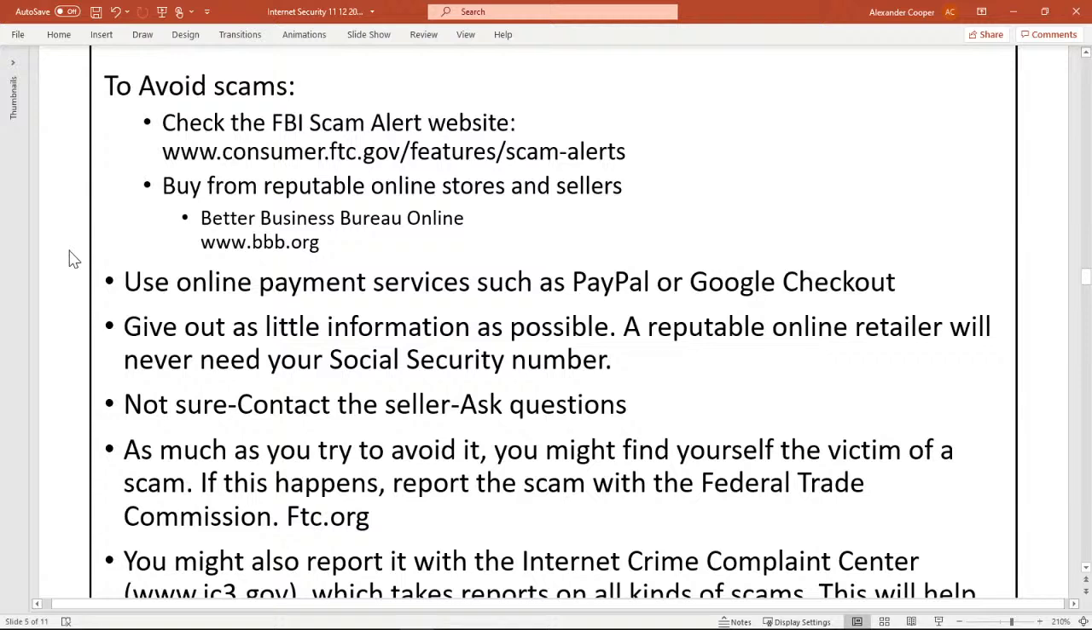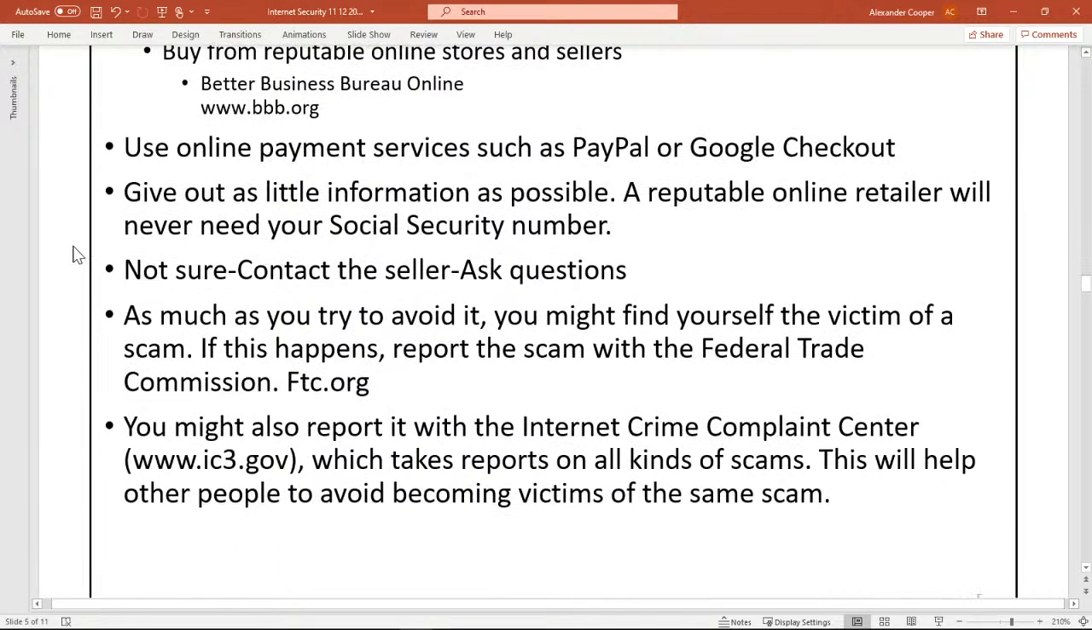Use online payment services such as PayPal or Google Checkout when making a purchase. So if you're making a purchase, instead of just using their payment method, use PayPal or Google Checkout. That way there is a go-between, so if you did have any questions, you could contact them, and of course contact PayPal or Google as well. Give out as little information as possible. A reputable online retailer will never ask you for your social security number. Not sure?